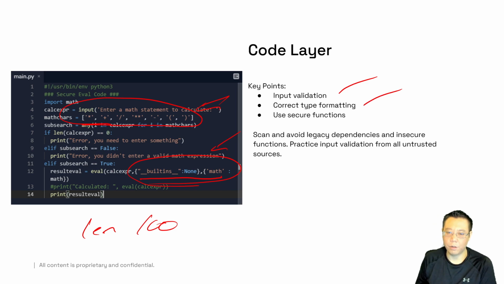Format your code, make sure that you can only have what you're looking for, and utilize secure functions. Eval is not a secure function out of the box. This is a compensating control to help you make it somewhat more secure, but there are more secure alternatives to eval. You'll see this later on in your labs.